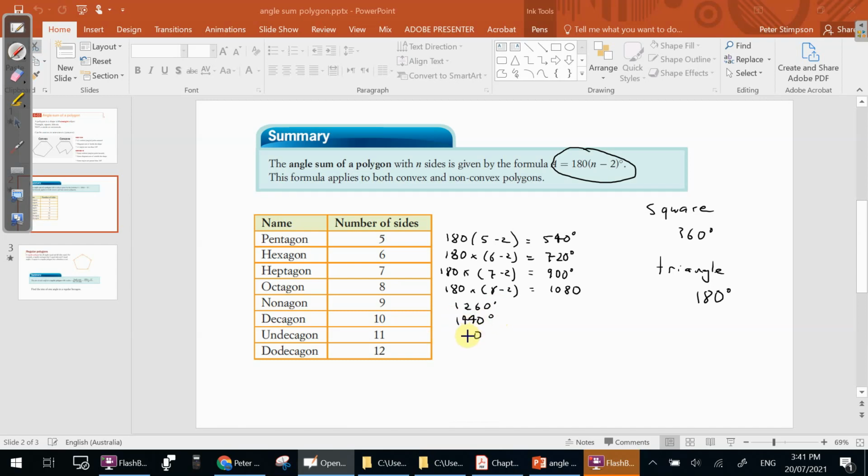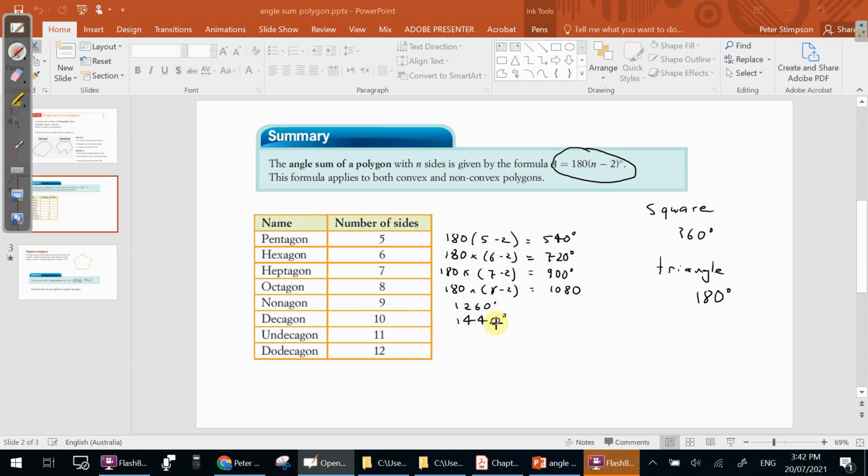That would be... Sorry. Let's just try that again. Let's get our rubbing out right. So that was 1440. So the 10 angles in a decagon total 1440 degrees.